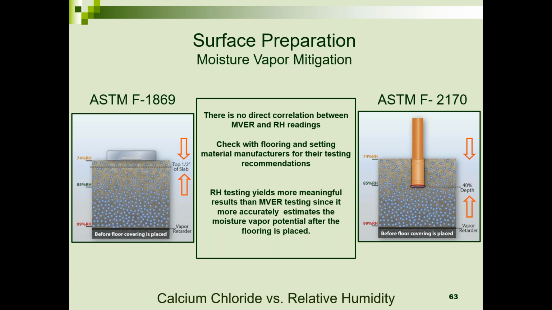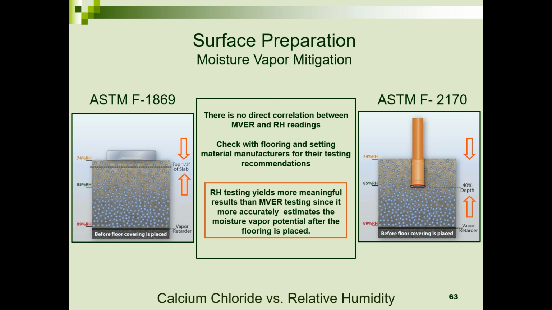Whereas the RH test, which goes deeper into the concrete, gives you a good indication of how much moisture is sitting at the bottom that's potentially going to move to the surface once you put your flooring product down. So if you do moisture testing, RH testing gives you a more meaningful result because it's telling you how much moisture is in that slab sitting there in a reservoir, so to speak, that's going to possibly migrate to the surface. Calcium chloride on the left gives you no indication of how much moisture is there.